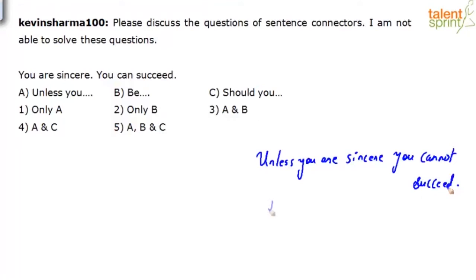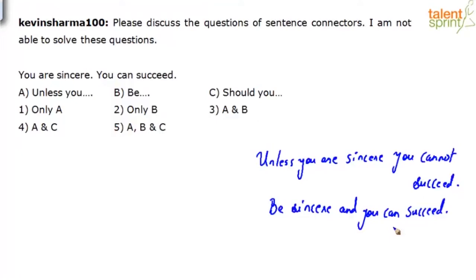Be sincere, right? You just have to add a conjunction. Be sincere and you can succeed, right? That also makes logical sense. Now the third part, it says, "should you be sincere, you can succeed." Grammatically, the construction is not working. Even if I say, "should you succeed, be sincere," it is not making logical sense.